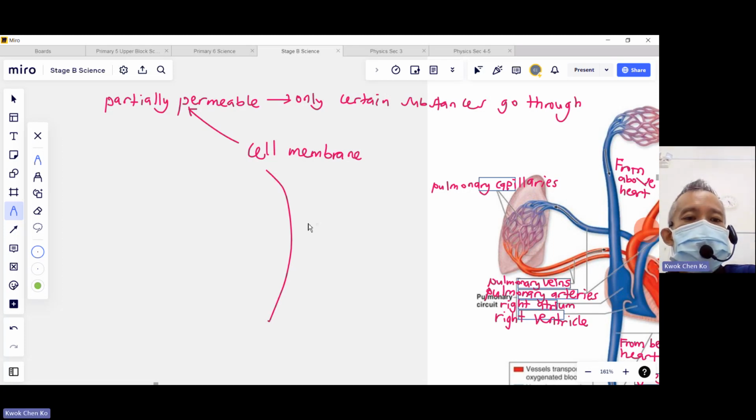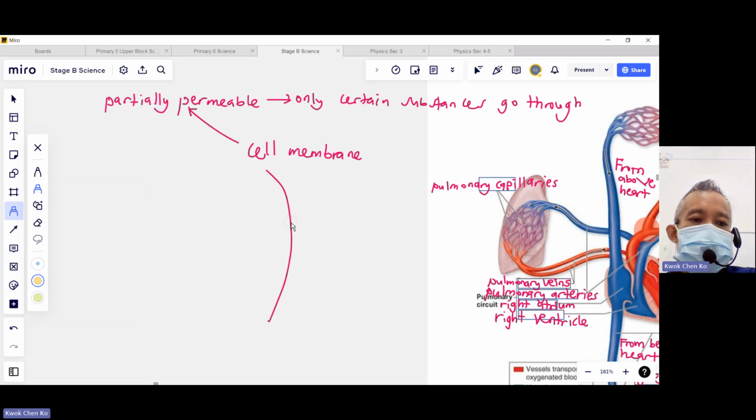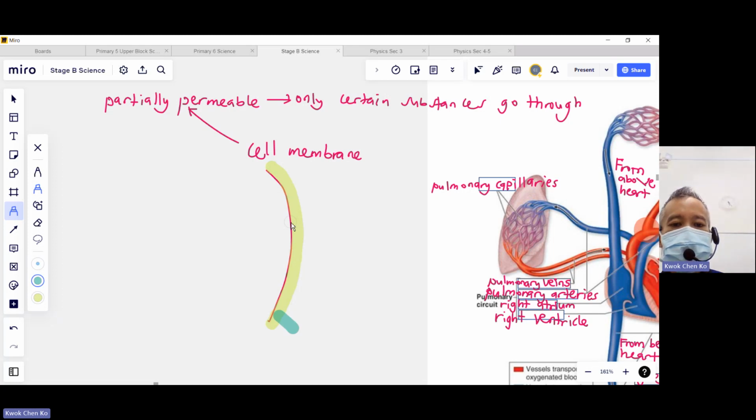Now, this is of course for animal cell, or even other cells. But don't forget, if it is a plant cell, outside the cell membrane you will have your cell wall. Yes, cell wall for plant cell, for bacterial cell, fungi cell, if you have a cell wall.